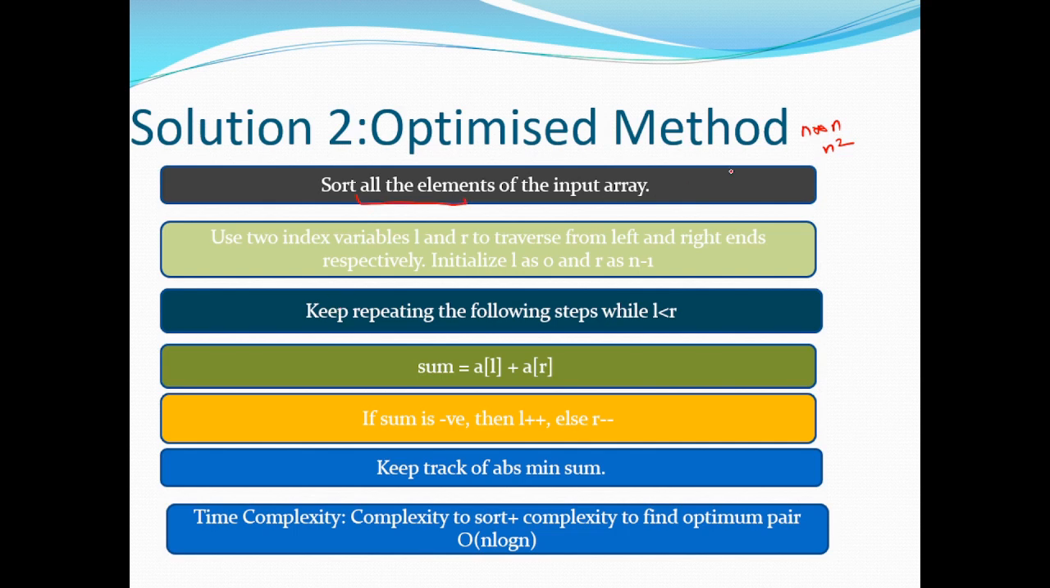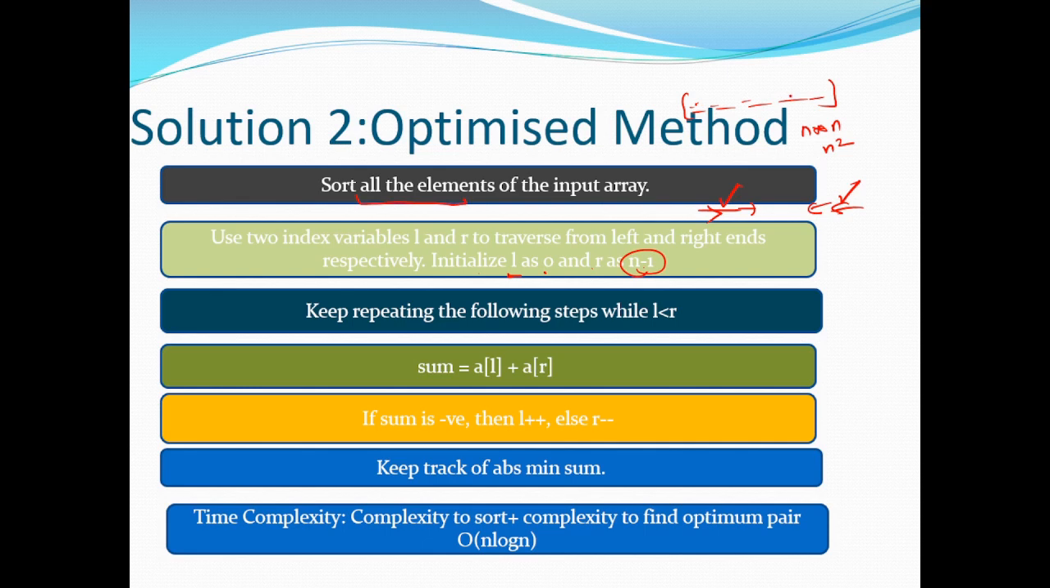array. In sorting, as we know, we will have the smallest element in the beginning and the largest element in the end. So we will use two index variables L and R to traverse from the left and right ends. Okay, and again like the previous one, we will initialize L as 0 and R as n minus 1. Now we will be calculating from here. We will be taking the element from here and then here, and then this and then this.